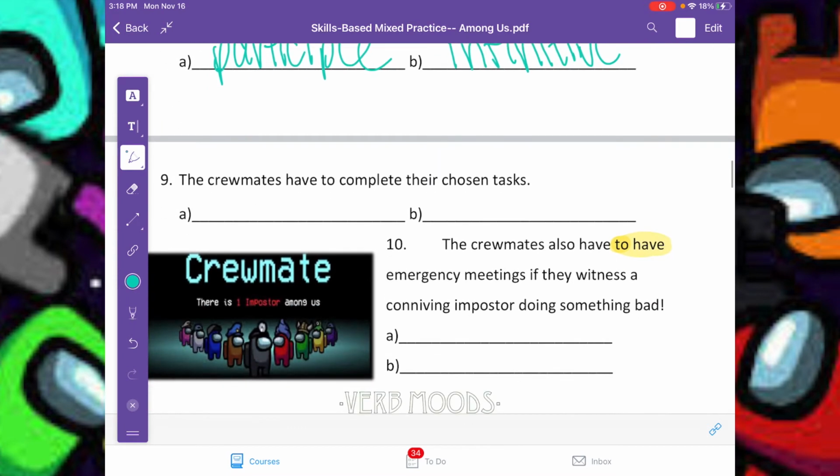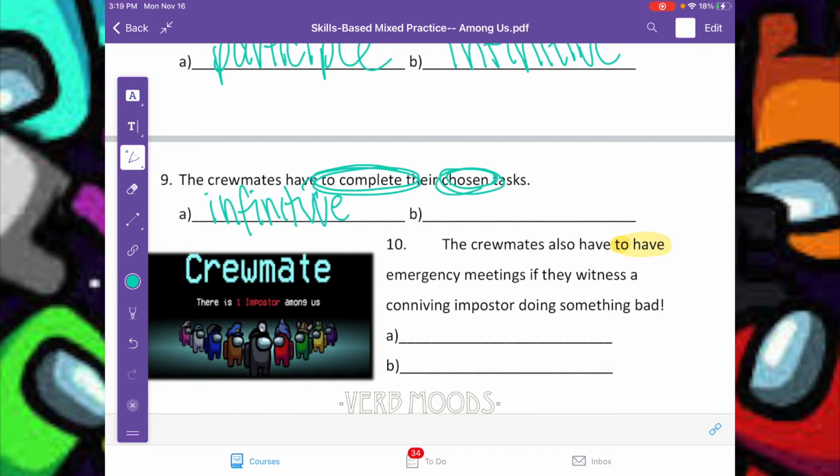Number 9, the crewmates have to complete their chosen tasks. To complete, to plus a verb is an infinitive. And we also have chosen. You can choose something, that's a verb. Here it's describing the task. Which task? The chosen task. Since it's describing something, this is a participle.